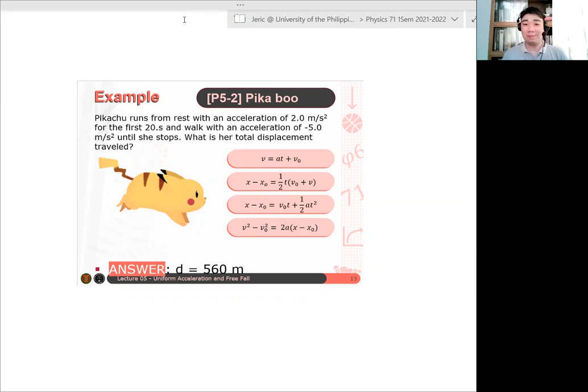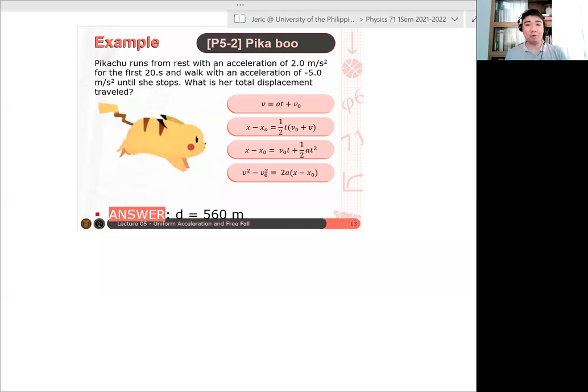Okay, so I'll be giving maybe a minute to think of how you approach this problem. Hint, medyo mahaba tong problem na to. Okay? Sige. Okay, so how do we approach this problem?